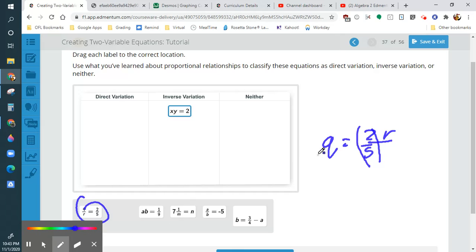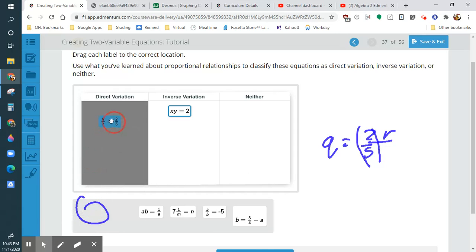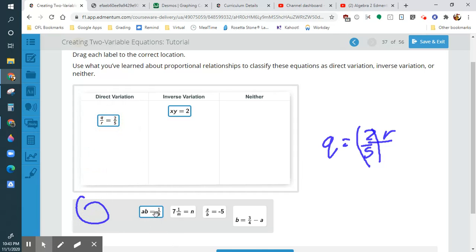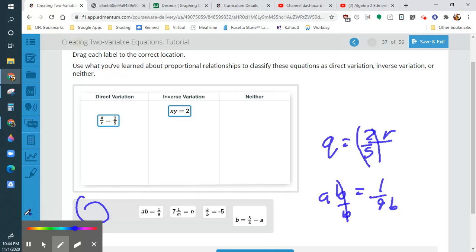As our r gets bigger, our q gets bigger. Not as fast, but it is still a direct variation. It's still a linear type of variation. This one, in order to solve for a or b, you have to divide one of them. You're going to get that in the denominator, because what will happen here is ab. If we want to solve for a, we have to divide by b. And if we divide by b, it's going to end up being here. So this is an inverse variation.